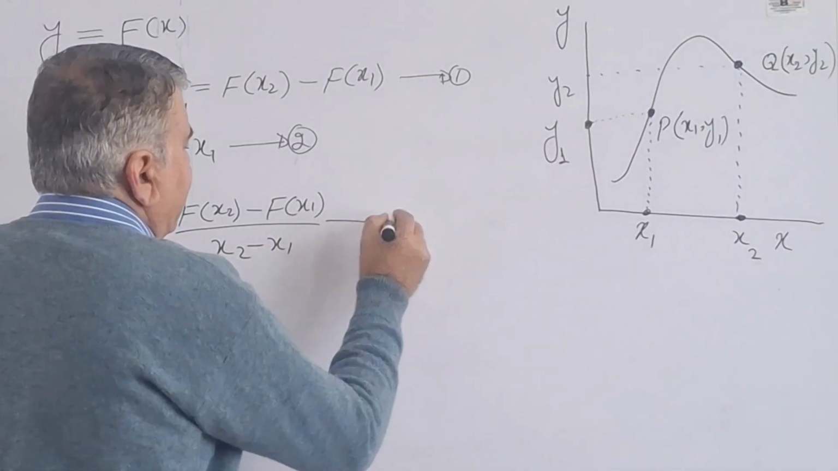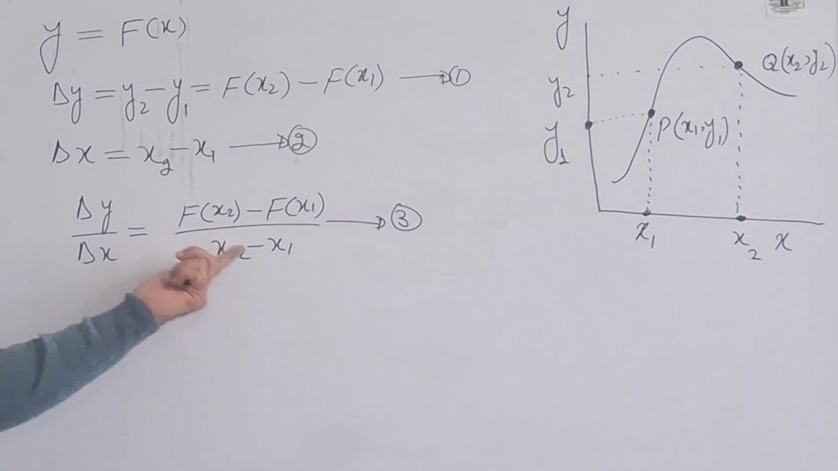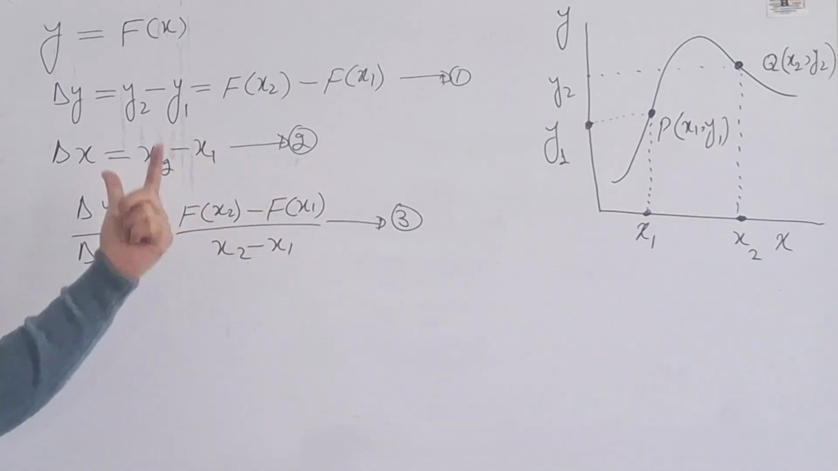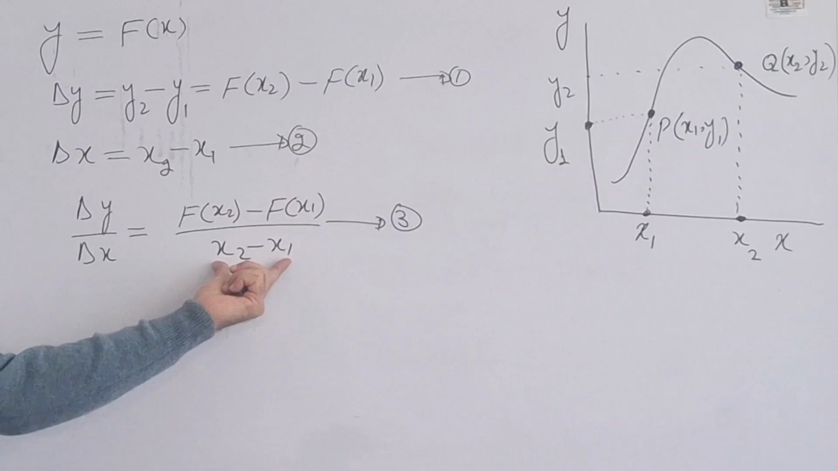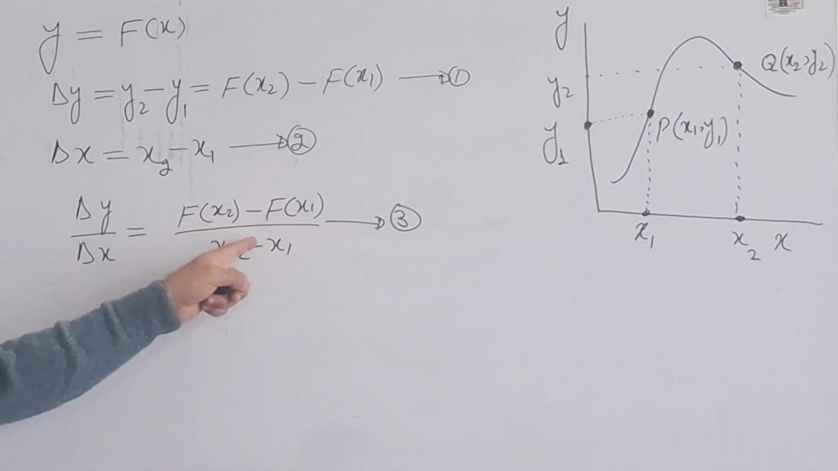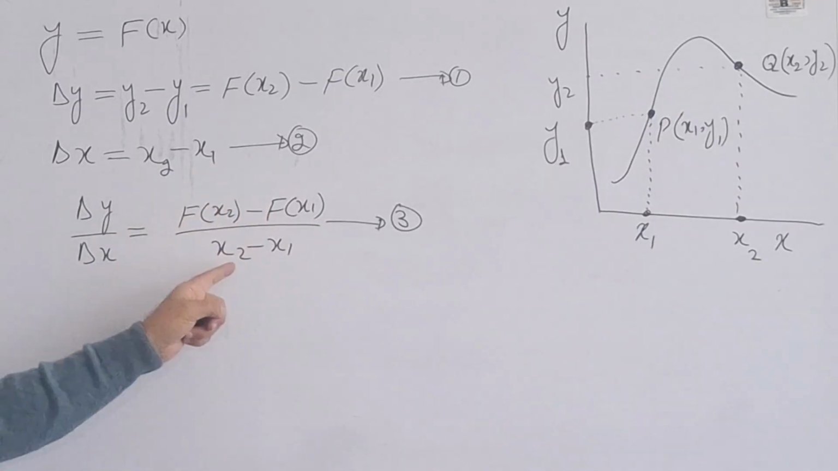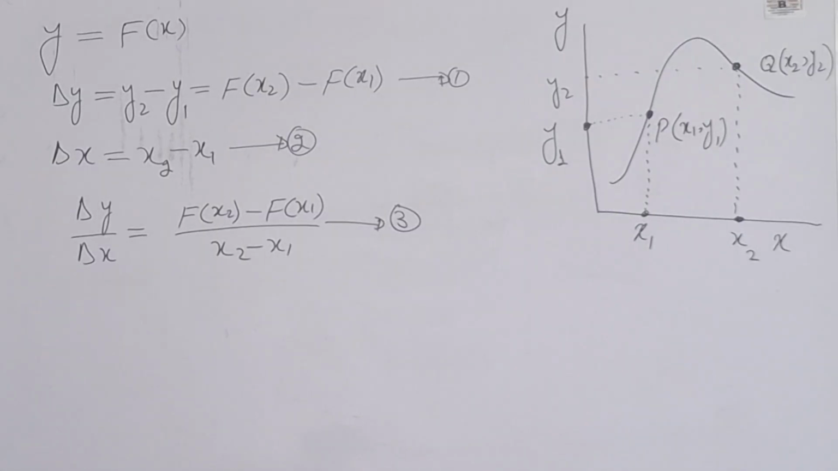Let me call this equation 3. Okay, the right side of equation 3 is in fact the change in the value of the function per unit change in the value of the independent variable. In other words, the right side of equation 3 gives the rate of change in the value of the function with respect to the value in the independent variable.